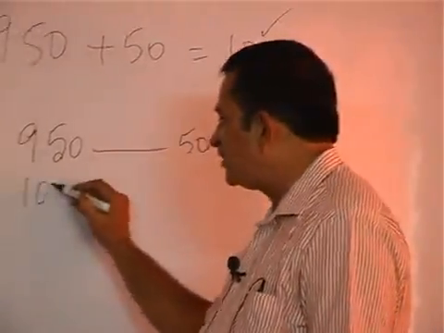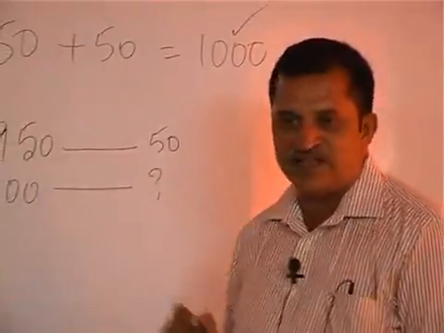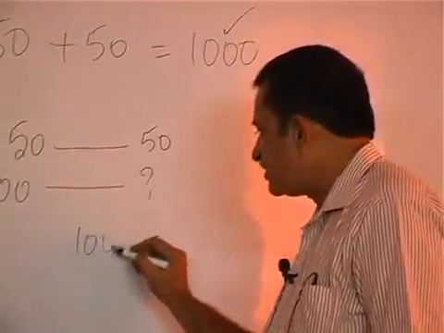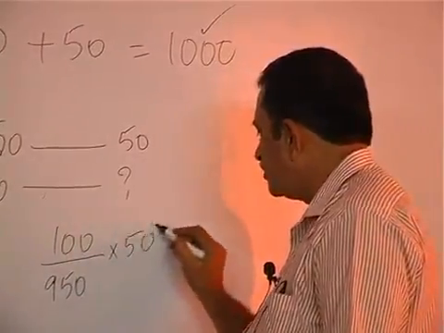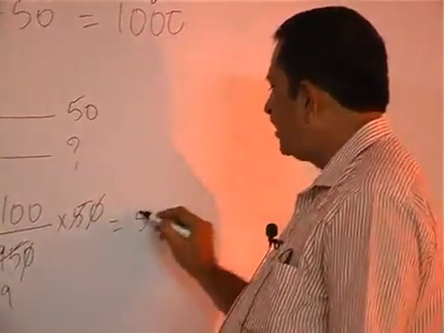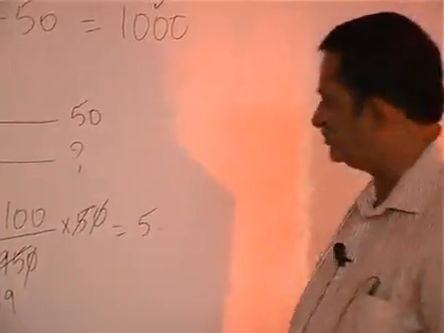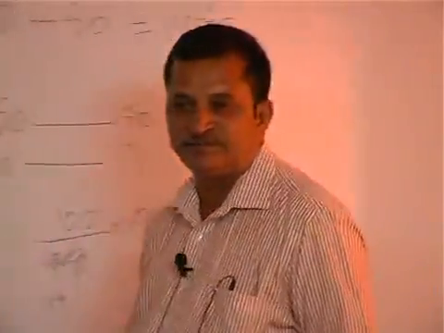For 100, what would be his gain? Compared with 950, the value of 100 is less. So, less by more into 50. 0, 0, 5 19s. 19 5s are 95. 5 by 19% is the gain. Not 5%, more than 5% you will get. 5 by 19%, he will get.